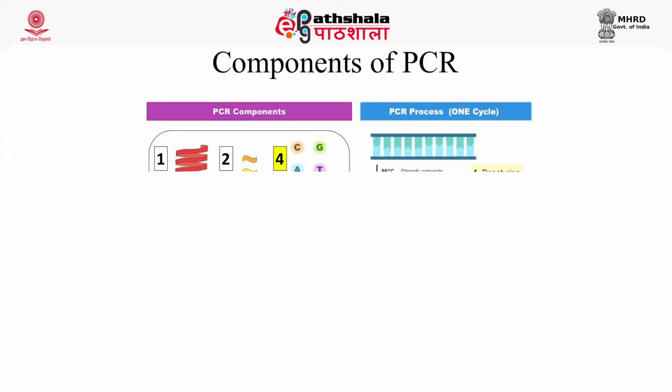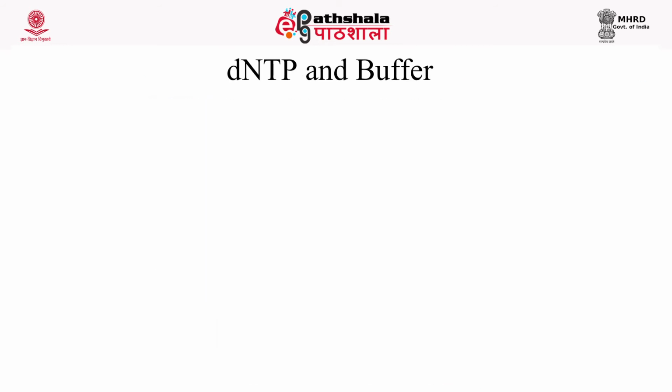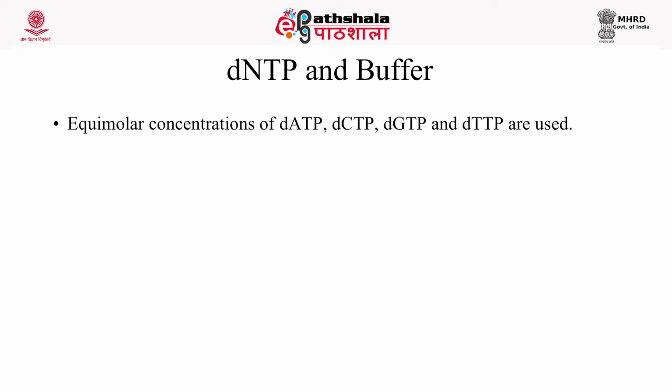Let's discuss the next 2 components of PCR reaction, that is the nucleotides and the reaction mixture. So nucleotides are very important for a PCR reaction because they are the building blocks of DNA. We generally use equimolar concentration of nucleotides. The 4 different types of nucleotides are dATP, dCTP, dGTP and dTTP.